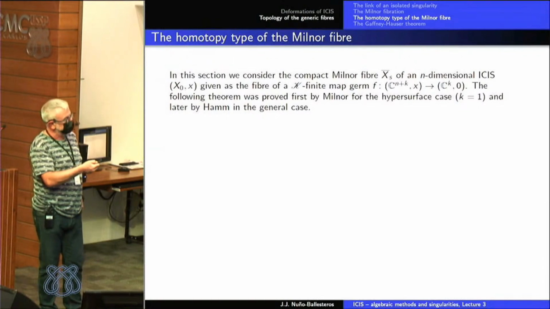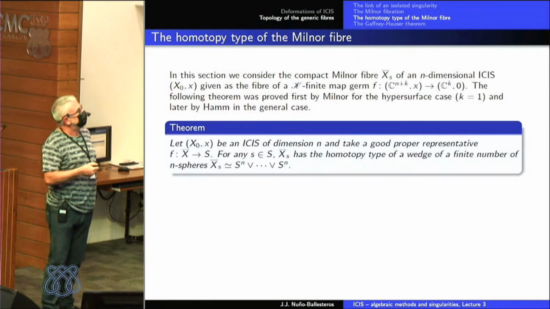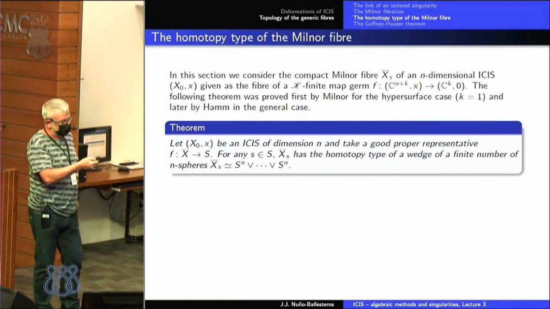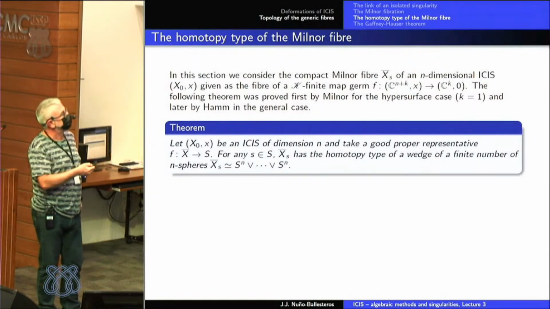in the general case. If we have any ICIS of dimension n, I take a good proper representative F from X bar to S. Then for any S, so any fiber, not only the Milnor fiber, but any fiber has the homotopy type of a wedge of a finite number of spheres of real dimension n. So this X bar S has the homotopy type of S^n wedge S^n for some finite number of spheres.